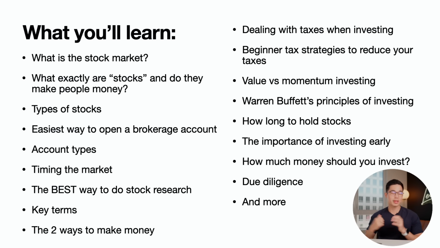So let's go over some of the things we're going to go over in this really in-depth course. So the first thing we're going over is what the stock market is. We're also going to talk about what exactly are stocks and how they actually make people money, right? When you buy and you sell them, how you actually make money doing that. We'll also go into the different types of stocks that you can buy because it's not so simple. There are many different types of stocks you can buy, and it's definitely something really important that you should know before you start investing.